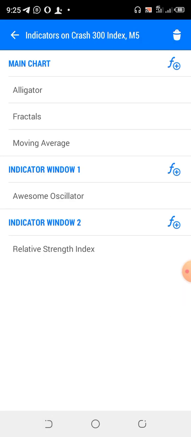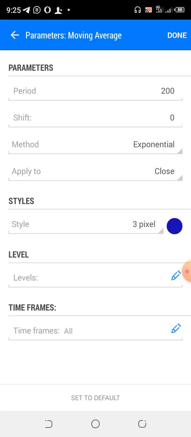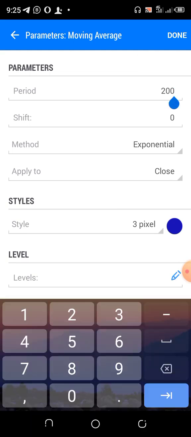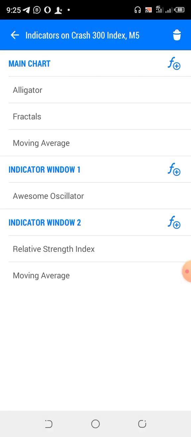Then you say done. Then in that indicator window 2, touch the F plus. If you touch it, you now go to moving average. What you will add there is, number 1, you add 5. Then I will change my color to any of my choice.